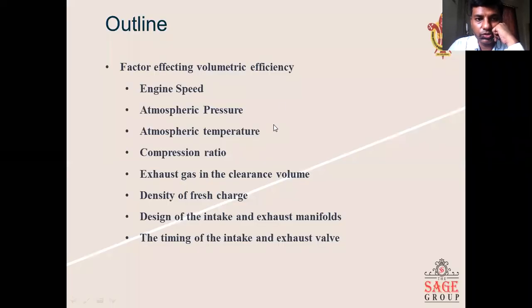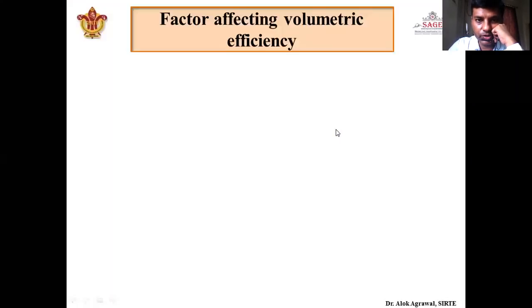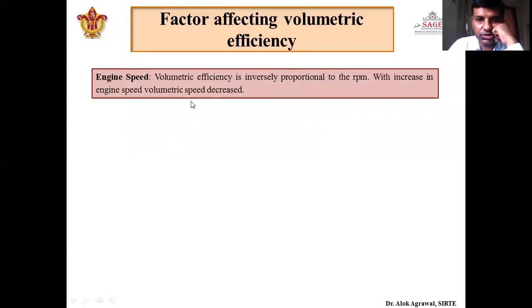Okay, so the factors which affect the volumetric efficiency are engine speed, atmospheric pressure, atmospheric temperature, compression ratio, exhaust gas in the clearance volume, density of fresh charge, design of the intake and exhaust manifold, and the timing of intake and exhaust valves. So these are the various factors on which the volumetric efficiency depends. We'll discuss each one of them in detail. Okay, so first, the engine speed.